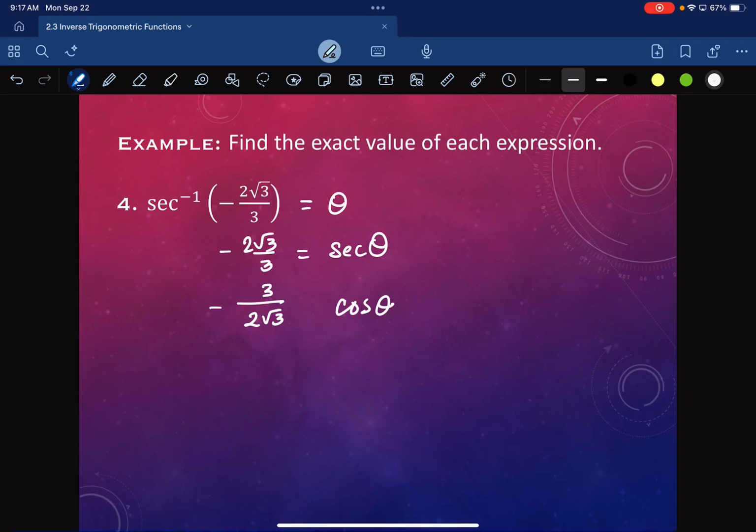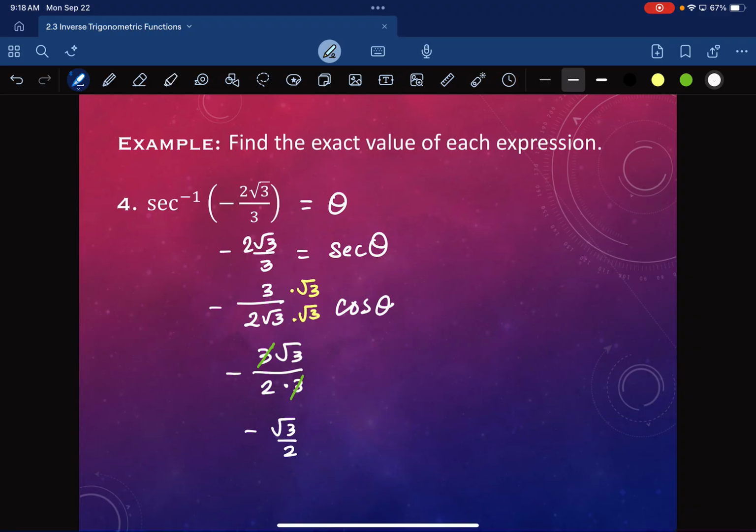Now, again, I don't have that value exactly on my unit circle, but I can adjust it so that I can see it pretty quick. If I take this and I rationalize the denominator like that, I will get 3 square root of 3 times 3. And check out what happens to the 3's. They cancel, right? So I'm back to having negative square root 3 over 2 when I simplify that.